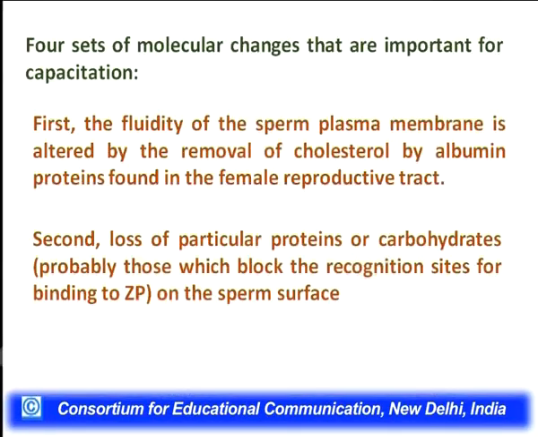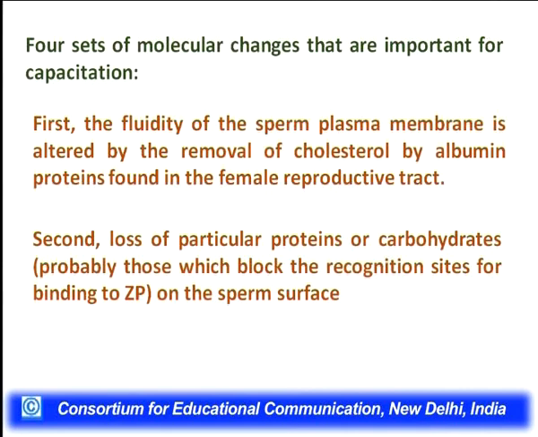Second is the loss of particular proteins or carbohydrates, probably those which block the recognition sites for binding to ZP on the sperm surface. ZP is the zona pellucida. When we look at the mechanism of internal fertilization, the sperm actually has to bind to the zona pellucida first before reaching the plasma membrane of the ovum. This binding is facilitated by certain proteins or carbohydrate receptors on the sperm surface.